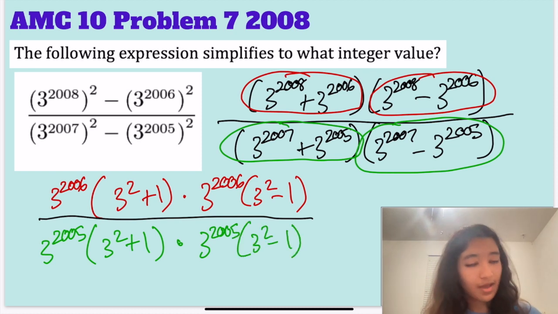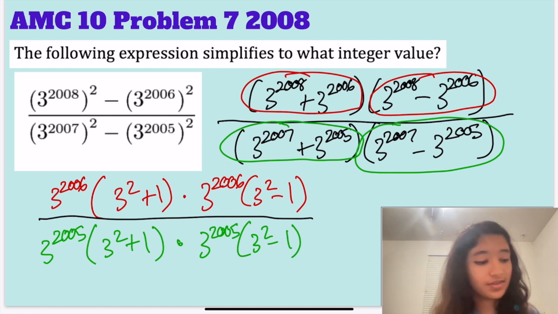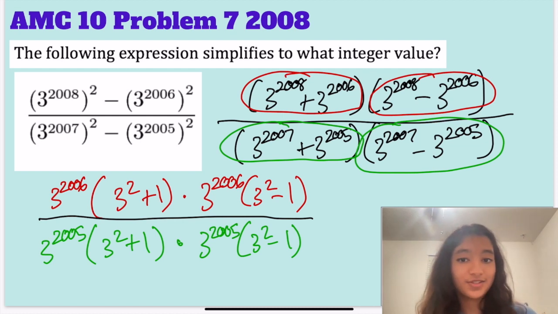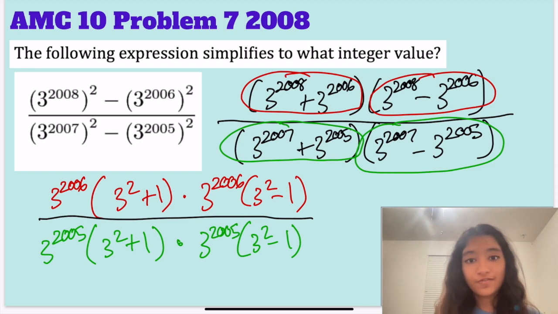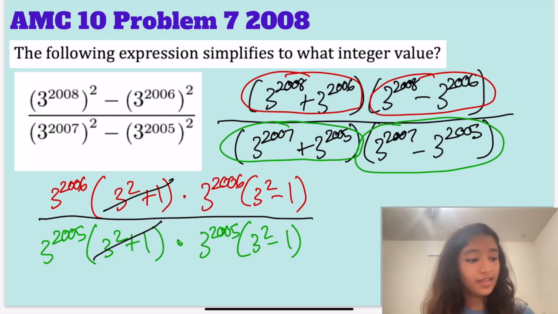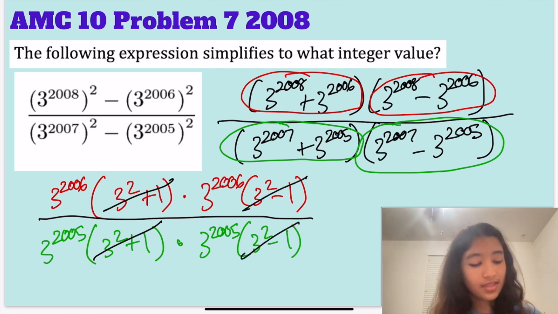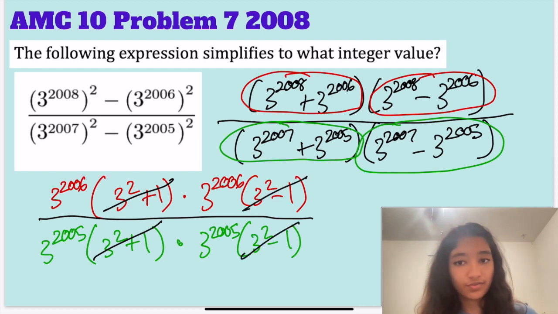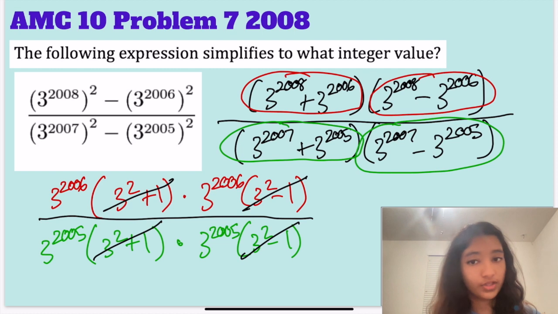So we notice that because we're multiplying these terms, some of the terms actually cancel in the numerator and denominator once again, so that's something we always want to look for. So the 3 squared plus 1 cancels in the numerator and the denominator, and the 3 squared minus 1 cancels in the numerator and the denominator. And then we see that the powers of 3 that we have left over are close to canceling out completely, but we still have a little bit more in the numerator.